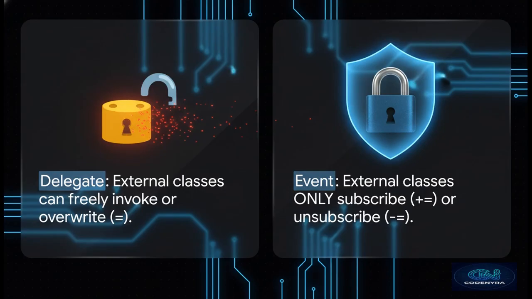With the unprotected delegate, external classes are running wild. They can freely invoke it or completely wipe it out using that equals operator. But add the event keyword, and suddenly the C# compiler steps in and enforces a new law. With a protected event, external classes can only subscribe using += or unsubscribe using -=. That's it. They absolutely cannot wipe the list. And most importantly, there is no way they can invoke it. Only the class that actually declared the event has the power to raise it.